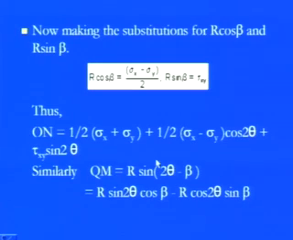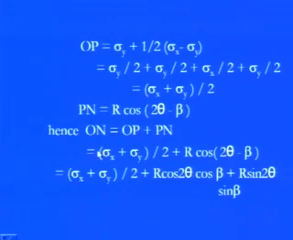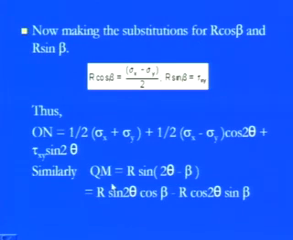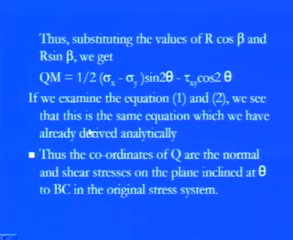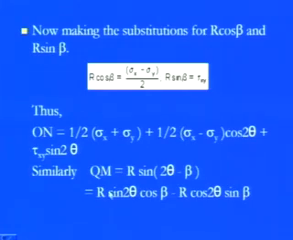So what we have previously: we always get ON by PN, which is R cos(2θ − β), and then we have QM, which is R sin(2θ − β). If you resolve those things, we have both ON as well as QM. Now by keeping those values, R cos β, which is nothing but equal to (σx − σy)/2, and R sin β, which was the τxy, in the previous formula for QM.